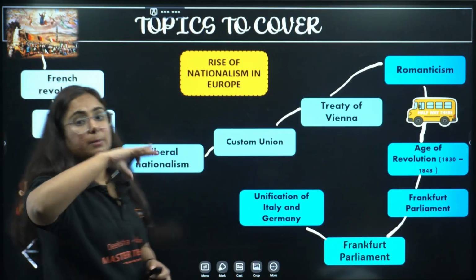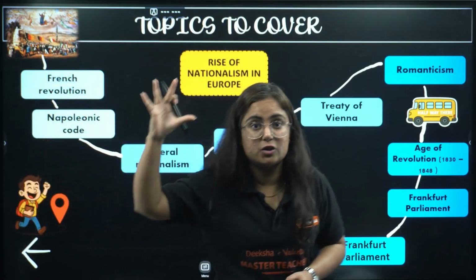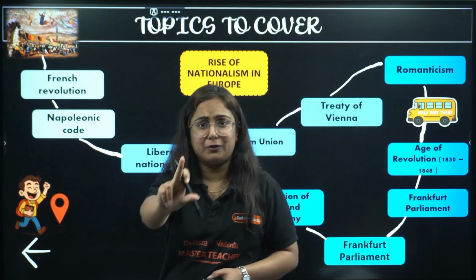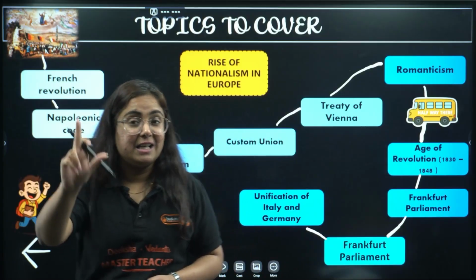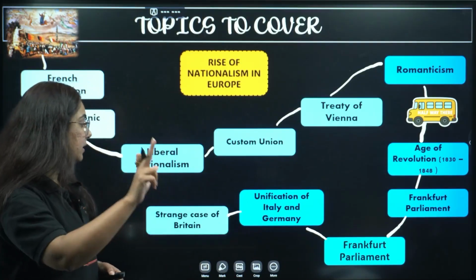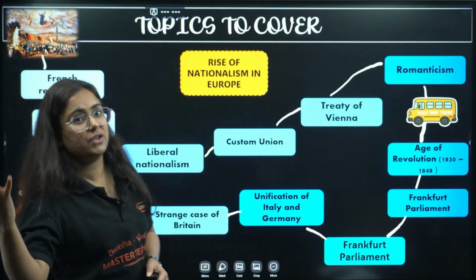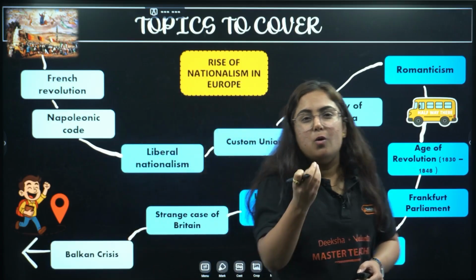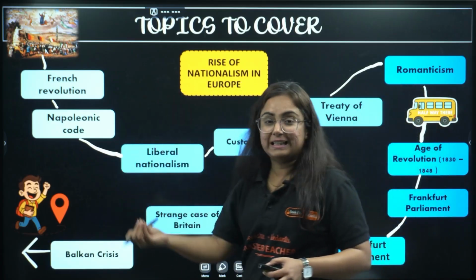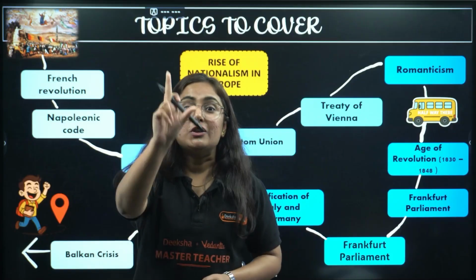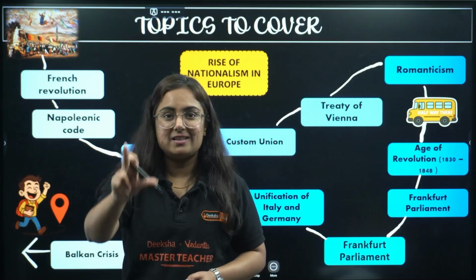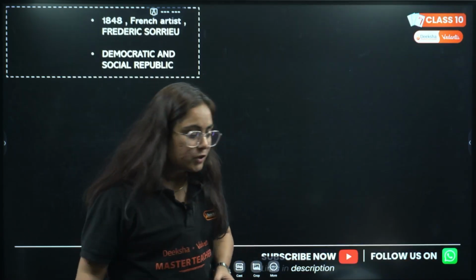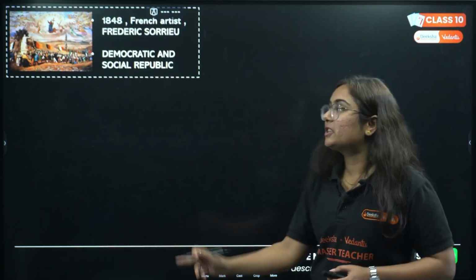After the Frankfurt Parliament, we'll talk about the highest weightage topic of this chapter, that's the Unification of Italy and Germany, many times asked by the CBSE board, and then we will talk about the strange case of Britain and the toughest topic which students consider, that's the Balkan area. So this is the roadmap for today's session. Let's begin.